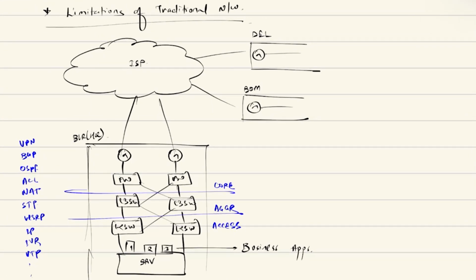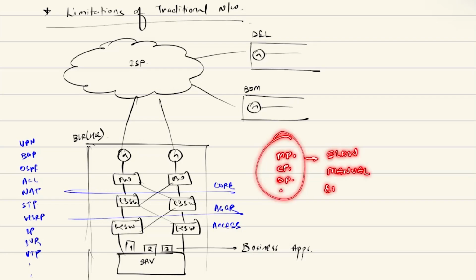Now, what is the limitation over here? The limitation is because every single device has its own management plane, has its own control plane, has its own data plane, it becomes very slow. It becomes very manual. It becomes very error prone.